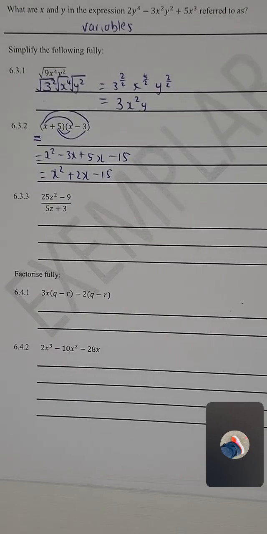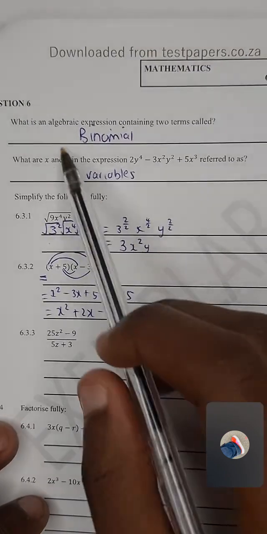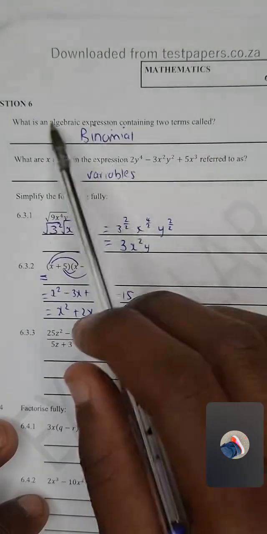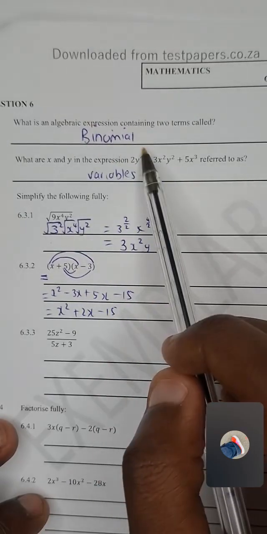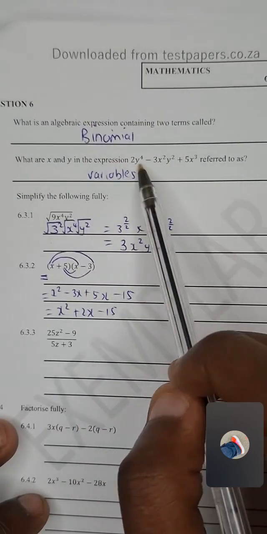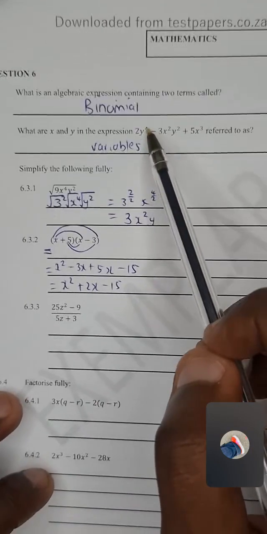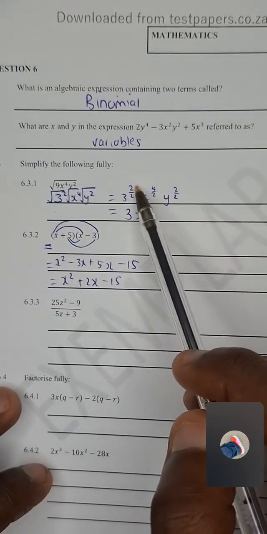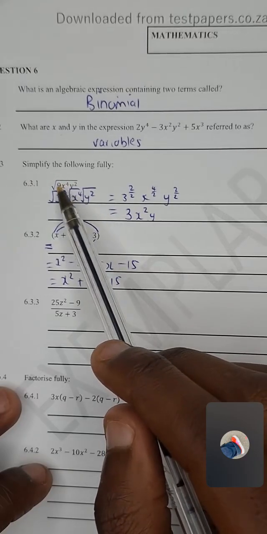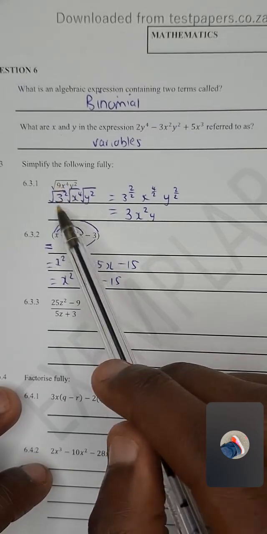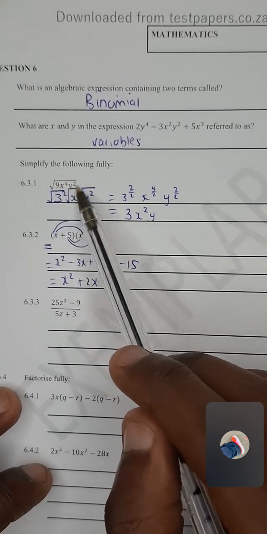I'm still calculating. Okay, no problem. So for those that joined in and are wondering what's happening: firstly, she helped me answer this question. What is an algebraic expression containing two terms called? When you have two terms in an expression, we call it a binomial. What are x and y in the expression here? We call them variables. The x and the y are letters of the alphabet; they stand in the place of unknown numbers. Simplify the following. Remember the square root, we can split it: square root of 9, square root of x to the power 4, square root of y squared, because the 9, the x, and the y are multiplied.